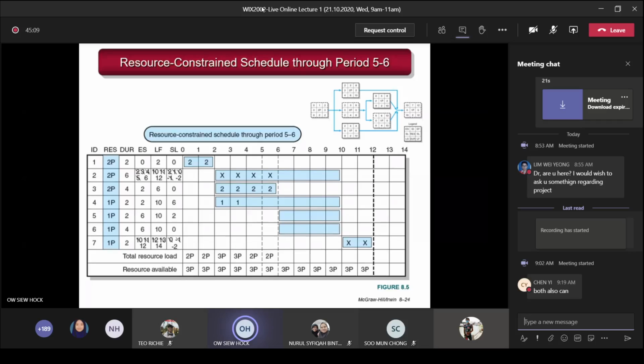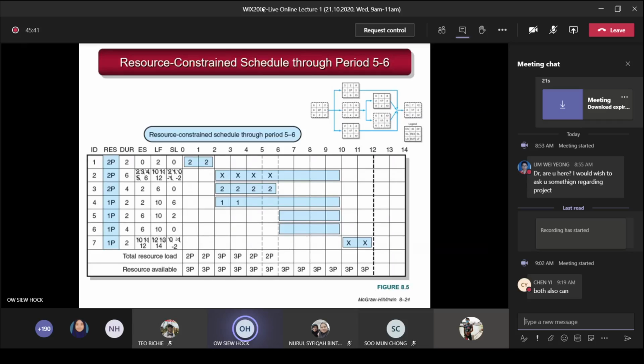You update activity 7. The early start originally was supposed to be 10. Then you delay, you put a cross here, and it becomes starting at 11. And the late finish, because it's delayed 1 unit, originally supposed to be 12, will be delayed until 13. So the slack, the original one, you have the slack of 0, then it becomes -1, delayed by 1.